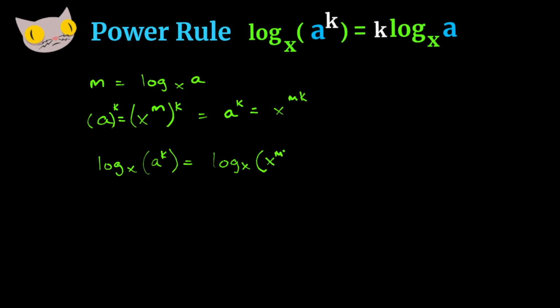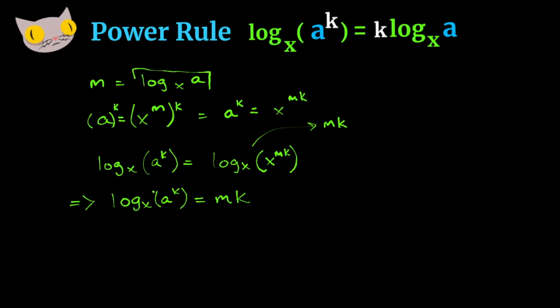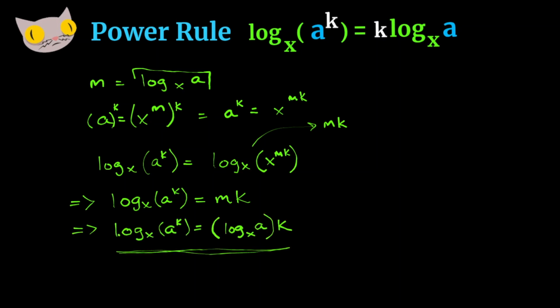of x to the mk, we can simplify this side by using the inverse property for logarithms, which states if we have a logarithm of some base and we're performing that logarithm to some variable of the same value as the base, this gives us just the exponent of that variable. So this simplifies to log base x of a^k set equal to just mk. Now we know the value of m. The value of m is log base x of a. So we can fill in that variable, and there we have the proof for the power rule. We got exactly what we had up here.